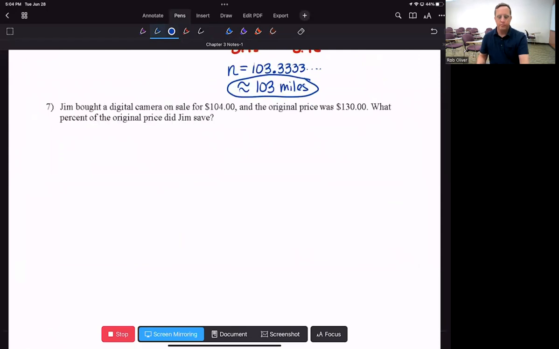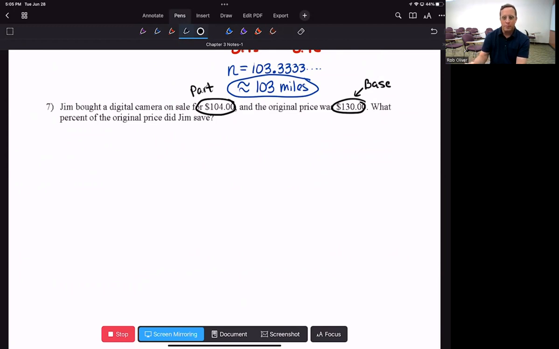For number 7, Jim bought a digital camera on sale for $104, and the original price was $130. What percent of the original price did Jim save? So we're just going to do this. 104 is the part. 130 is the base, or the whole, because that's the original price. And on this problem, we're looking for the percent.